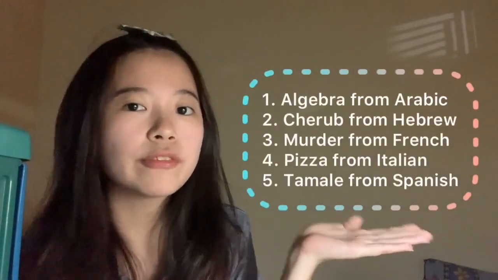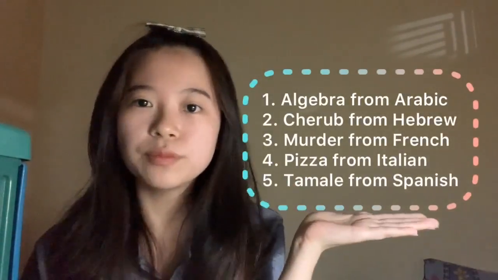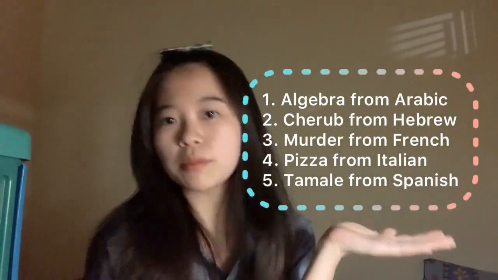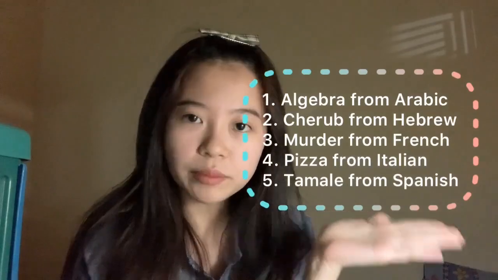Next, borrowing. Borrowing is another word formation process in which a word from one language is directly borrowed into another. Let us look at some English words that have been borrowed from another language, for example, algebra from Arabic, cherub from Hebrew, murder from French, pizza from Italian, and tamale from Spanish.